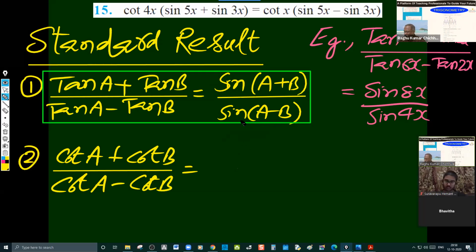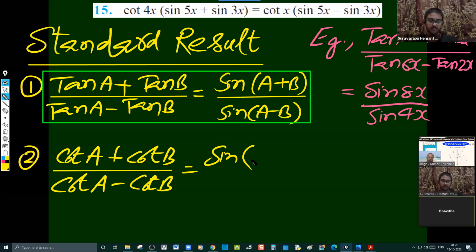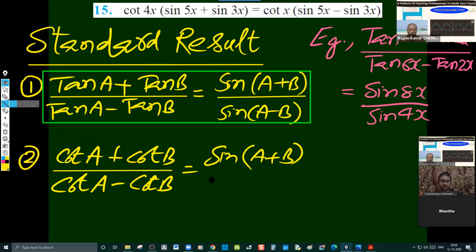Bhavita. Sin of A plus B by sin of A minus B. Same. You're always missing minus, Bhavita. Come on, tell me, Saurya.